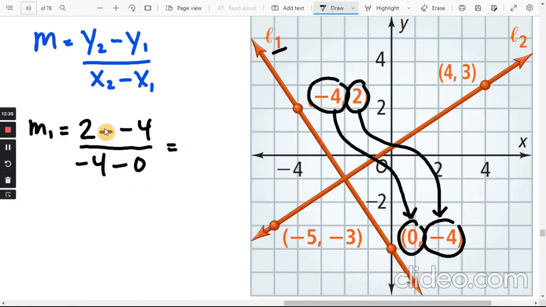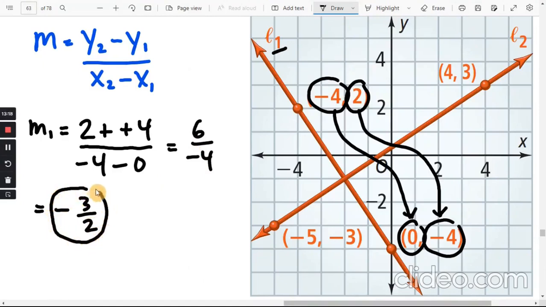Two minus negative 4, the two negatives make it positive, and 2 plus 4 is 6. Negative 4 minus 0 is negative 4. And if you reduce that fraction, first of all, we can put the negative in the numerator. Okay, but these are both even. 6 divided by 2 is 3, and 4 divided by 2 is 2. So 6 over negative 4, that's the same as negative 3/2. That's for line 1.